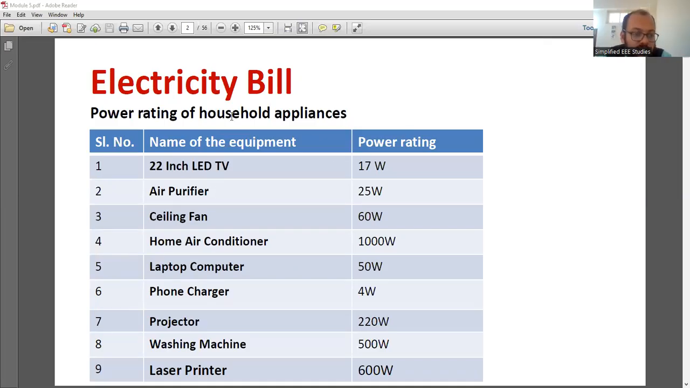So look at the table. Study this table, so at least you can do the calculation. How to calculate? Suppose one TV means 1 into 17 watts. One air purifier, 1 into 25 watts. But two ceiling fans means 2 into 60 watts. One air conditioner, 1 into 1000 watts. Like that you can add. Finally, if they provide the time, for 24 hours, multiply with 24 hours to calculate the energy. Energy is nothing but power into time. If they mention the per unit charge, like 3.7, 3 rupees 70 paise, you have to multiply that. That's all. Very simple.